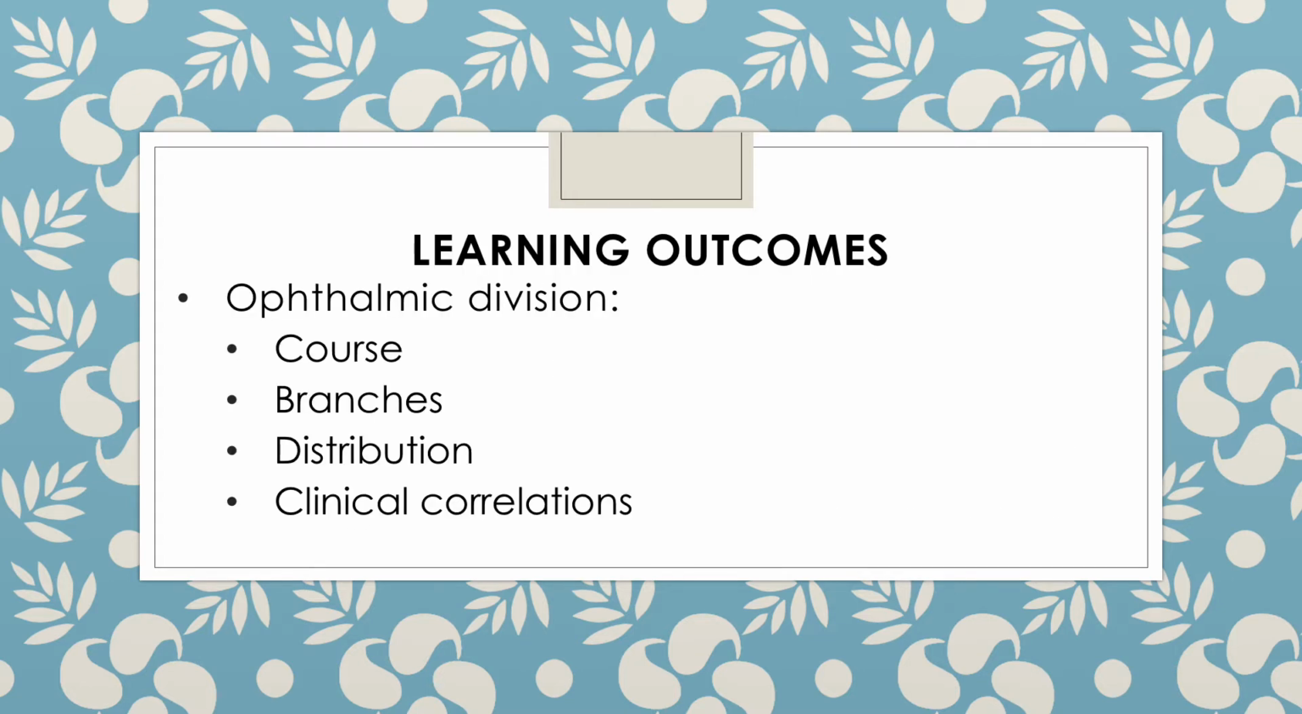In learning outcomes, by the end of this lecture, you will be able to know what is ophthalmic division, its course, branches and distribution to different structures, and in the end we will discuss some clinical correlations of this nerve.